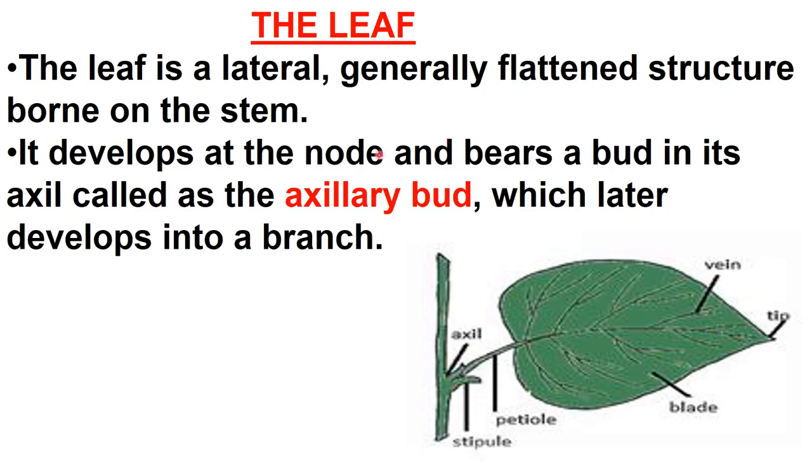So this axil has a bud, and that bud is called axillary bud. The axil of the leaf means from where the leaf is arising, and the bud present in this axil is called axillary bud. What is a bud? Just recall it. It is the growing point. So this growing point present in the axil of the leaf is called axillary bud, which later develops into a branch.